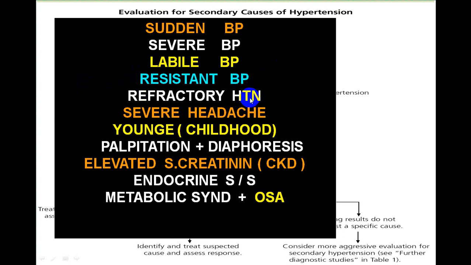That is refractory hypertension. A person is complaining of severe headache, a very young individual, say a person of 20-25 years of age, is having palpitation, diaphoresis, serum creatinine is gradually getting elevated, has symptoms and signs of endocrine symptomatology, clinically the person is obese, there are striae, hirsutism, etc. There is clinical evidence of metabolic syndrome, or the person has obstructive sleep apnea: rule out secondary cause. And in this group, if you treat that basic etiology, it may be reversible.